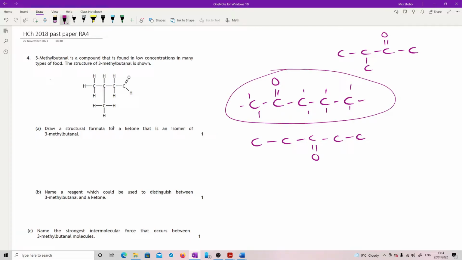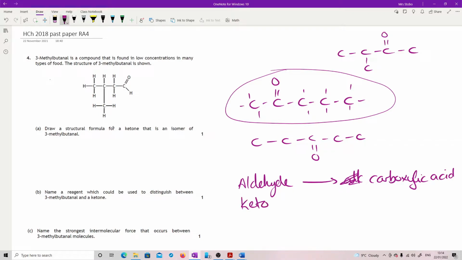Okay. Name a reagent that could be used to distinguish between 3-methylbutanol and a ketone. So you should know that if you take an aldehyde, you can oxidize to make the alkanoic acid, or sorry, carboxylic acid. I can't spell it. There we go. If we're just using aldehyde as the name, and if we're going ketone, we know that we can't oxidize.